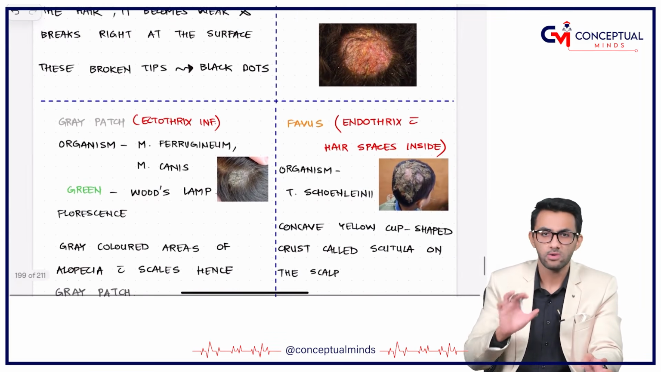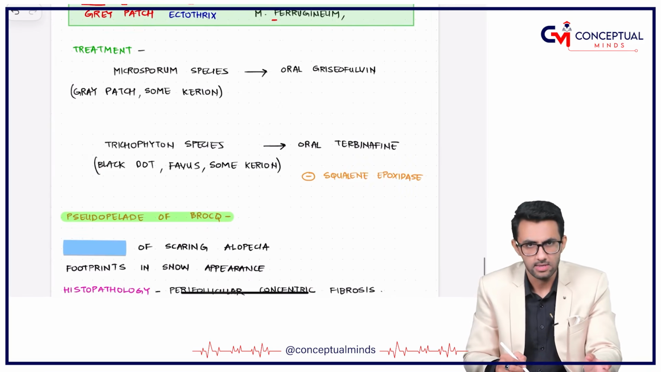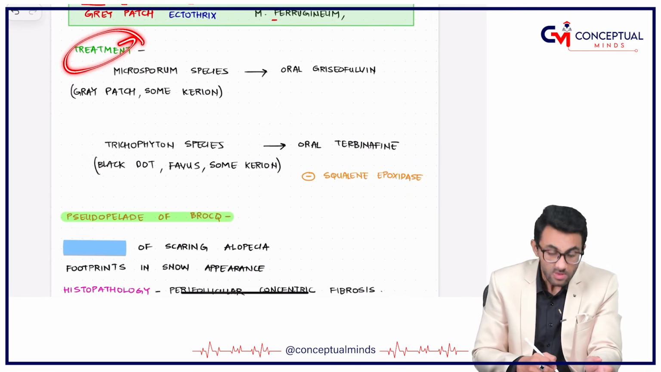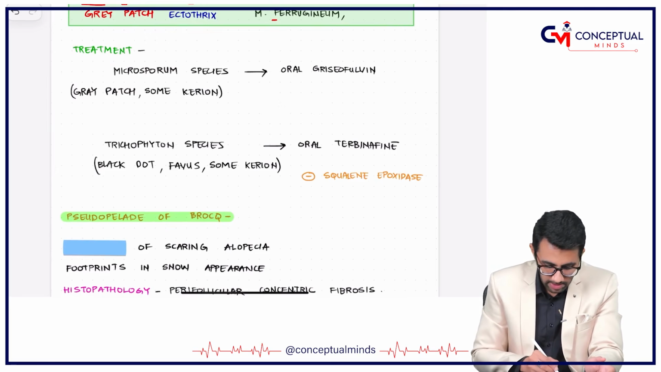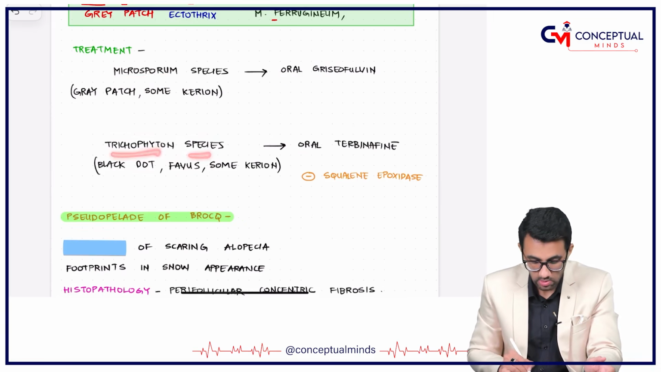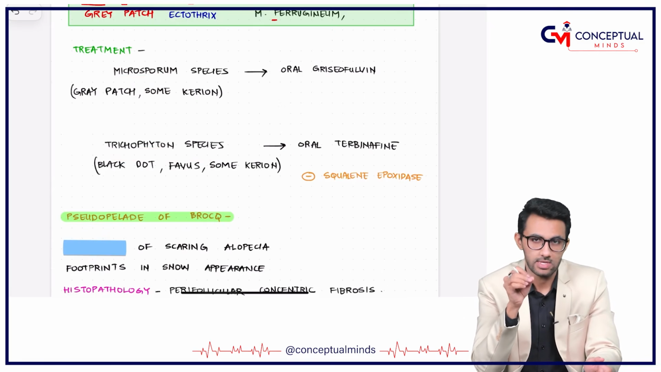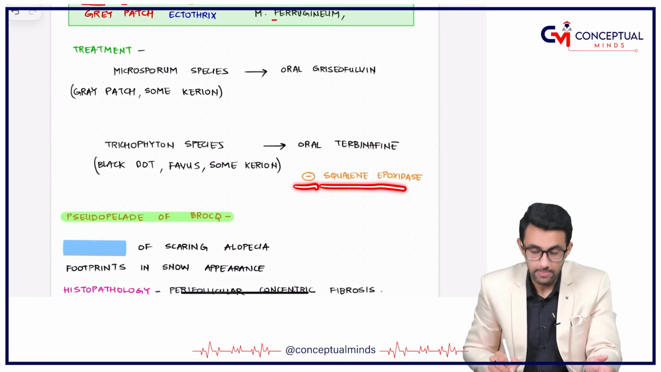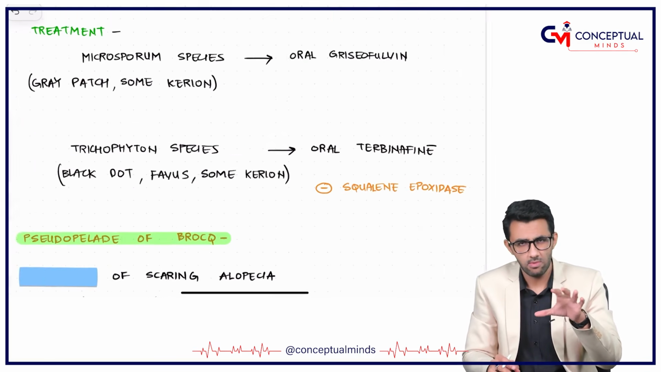Okay, so that was a quick overview about it, and I've included the treatment aspect as well. That is what I am going to give for the Microsporum species. Oral griseofulvin gives a very good result to this, and for Trichophyton species, that is oral terbinafine, right? We give this, and what is the mechanism of action? It inhibits squalene epoxidase. All right, this is one thing we have to remember. Okay, so it was a very quick revision about this topic as well.